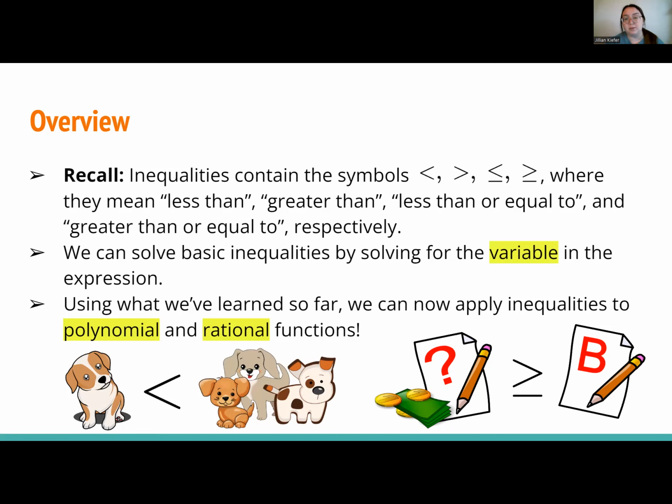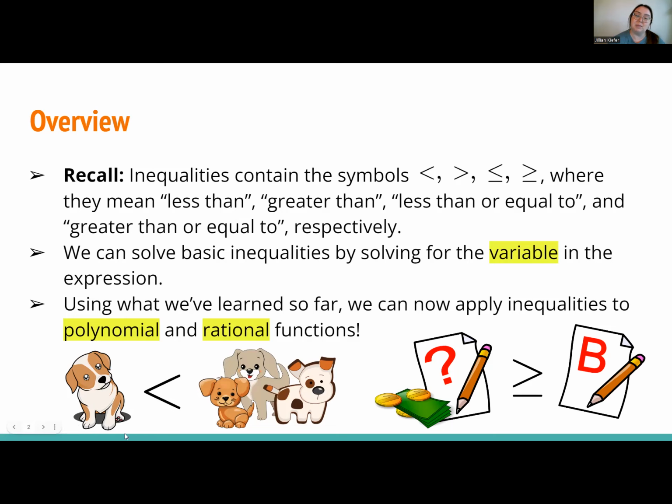But when you have things like polynomials and rational functions, they are not as straightforward because they have multiple terms for your variable. You're going to have multiple x's, although x is the most common one that you will see. So it's harder in that sense. But we're going to apply what we have learned so far to inequalities with polynomial and rational functions. We have some basic examples here, just to remember what inequalities are about.